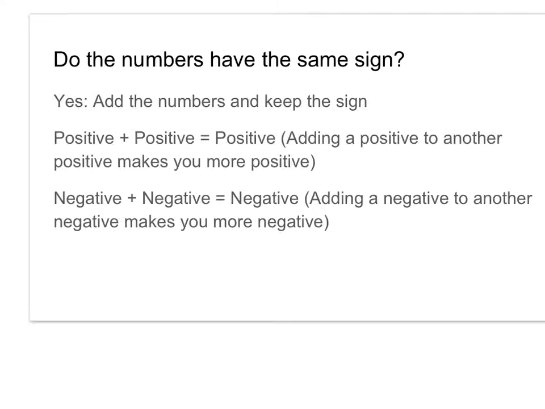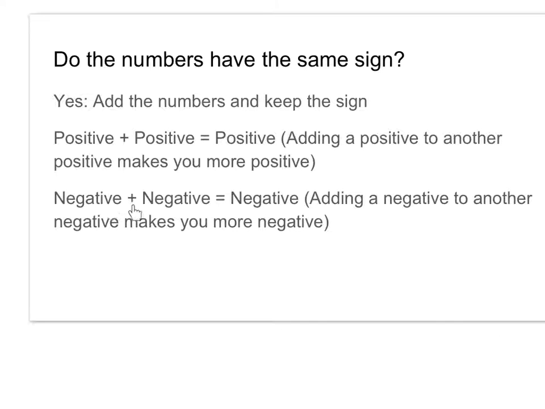So for example, if we have two positive numbers, a positive plus a positive, our answer is going to be more positive. You may ask why. When you're adding a positive number to another positive, it makes you more positive. So if I have $5 and I get $4 more, I'm going to increase up to 9.